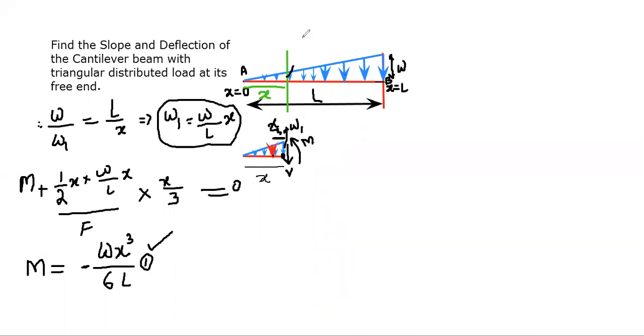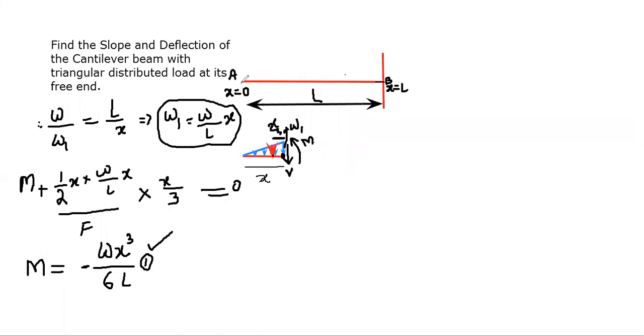I mean to say, redraw your beam in such a way that you remove all the loads acting on your cantilever beam. This is important. Remove all the loads acting on the cantilever beam. We have to find the slope and deflection at point A.